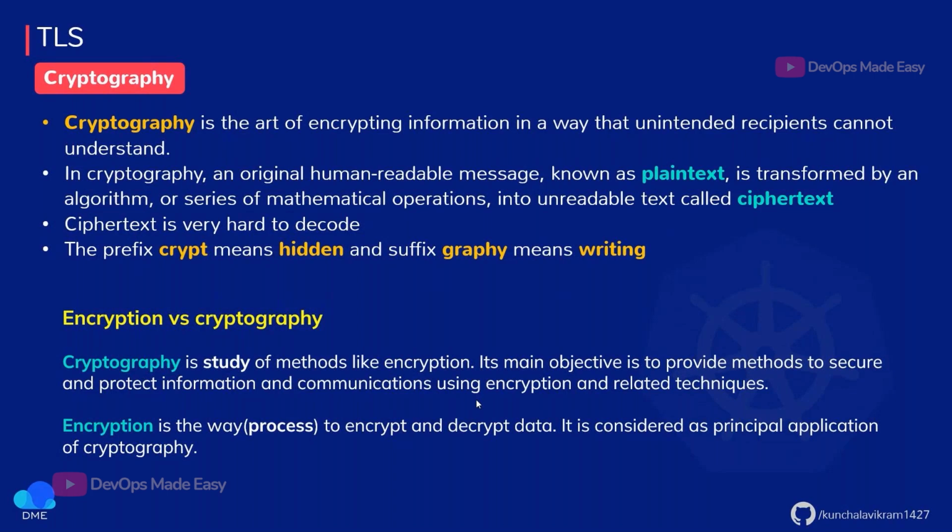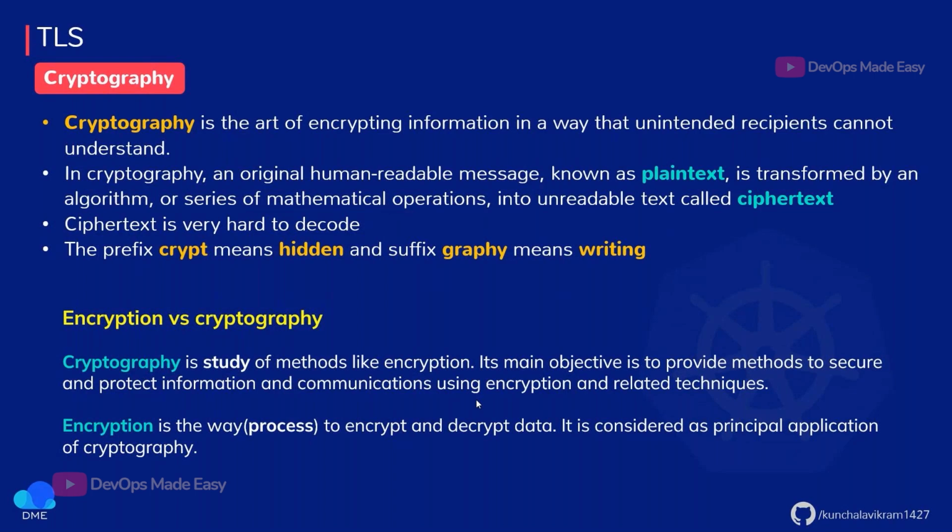In cryptography, we convert plain text, like hello world, into something random which cannot be understood easily. That unreadable text is called ciphertext, and ciphertext is very hard to decode. I'll tell you why it is very hard to decode. Cryptography means writing something which is not easily decodable. It can be decoded, but it is not easy, and that's why it is called hidden writing.